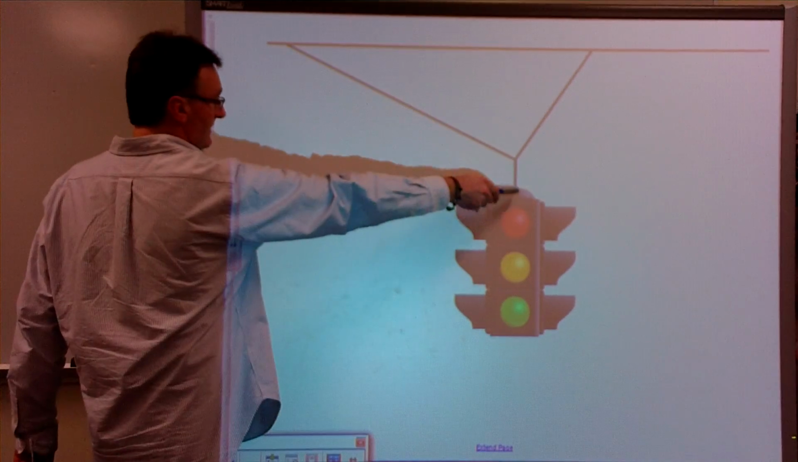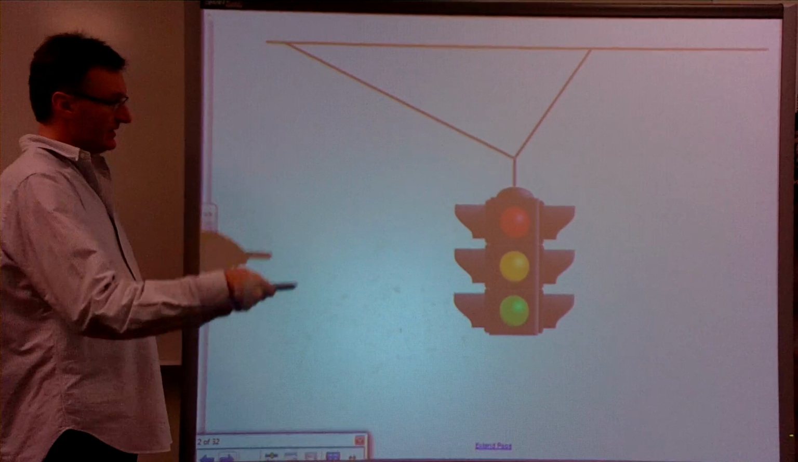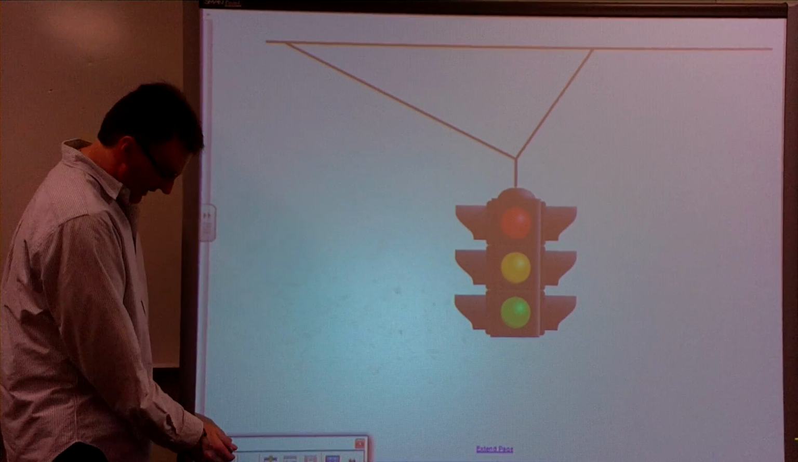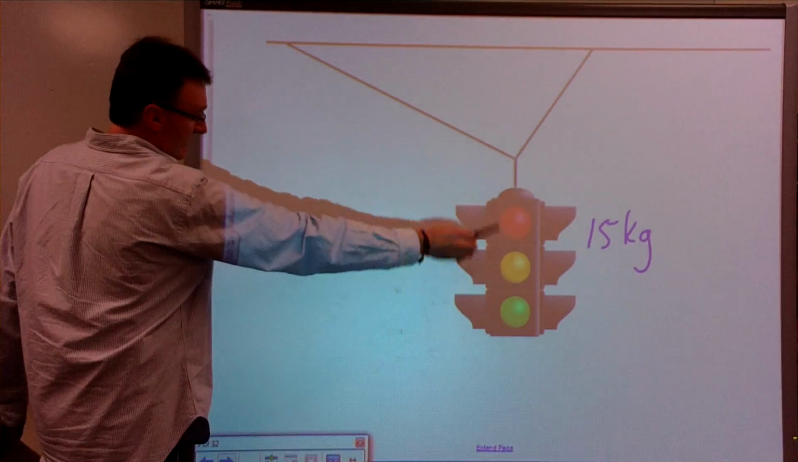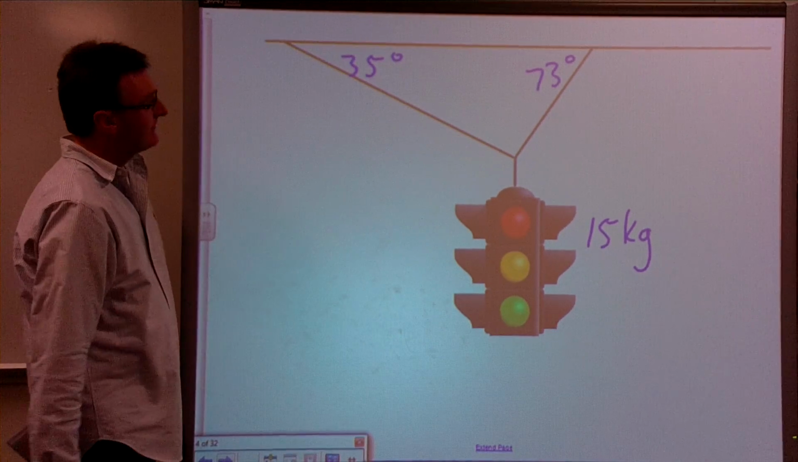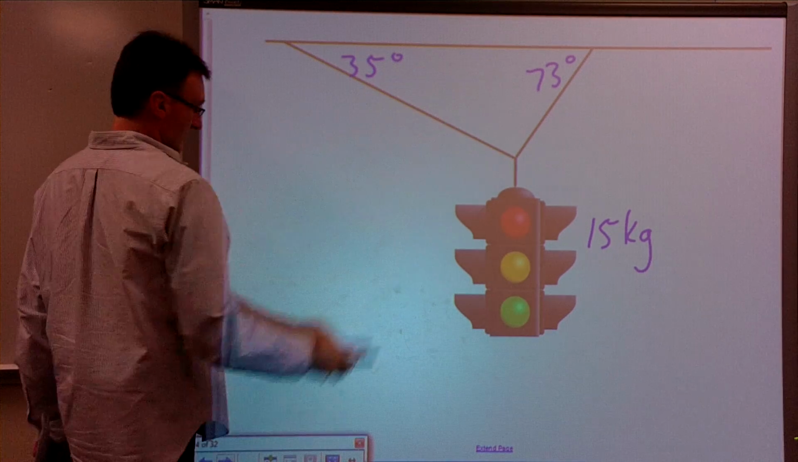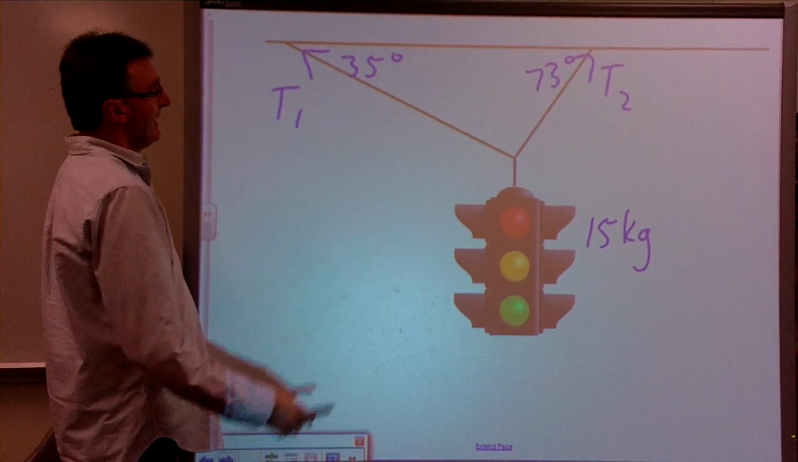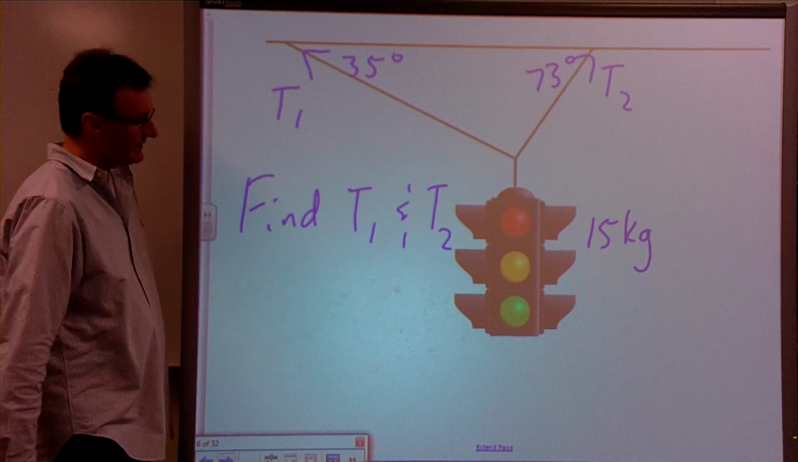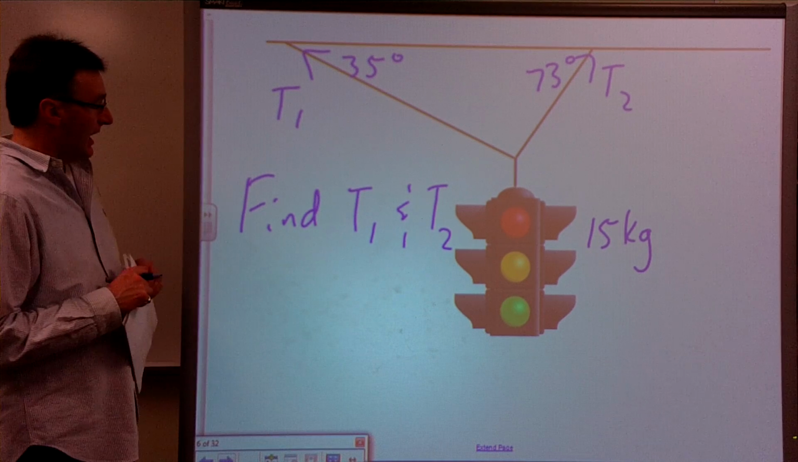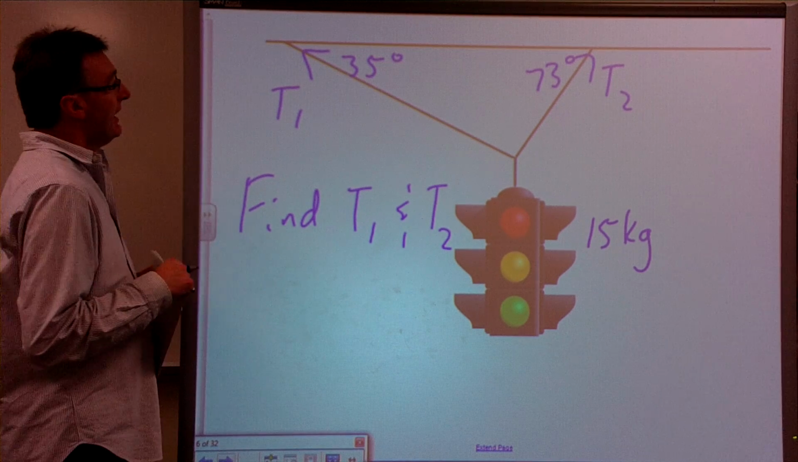We have an object that's suspended by a cable here, and then there are two cables which hold it in place. And so the objective then is we need to determine the tension in the cables. In this case, our object is 15 kilograms, and we're given the angles of these cables here as well. This one being 35 degrees, that one being 73 degrees. And so here we'll call this one T1, we'll call that one T2. And what we need to do is find what the tension forces are for T1 and for T2.